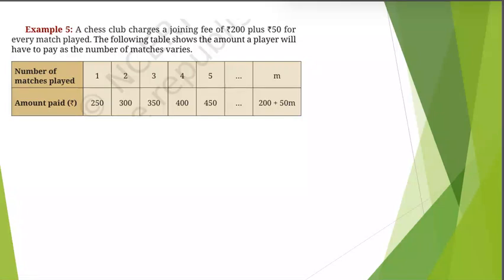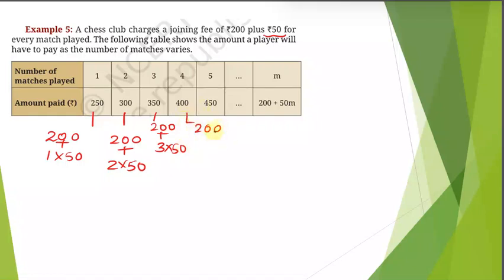As you can see, for the first match you have to pay 200 plus 1 into 50. For two matches, it means 200 plus 2 times 50, since for every match you have to pay 50 rupees. The third match will be 200 plus 3 times 50. The fourth match, 200 plus 4 times 50, and it goes on. For the m-th match it will be 200 plus m into 50, that we can write as 200 plus 50m, right?